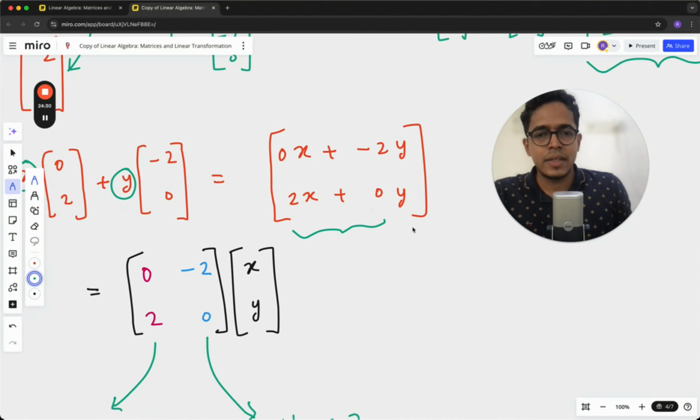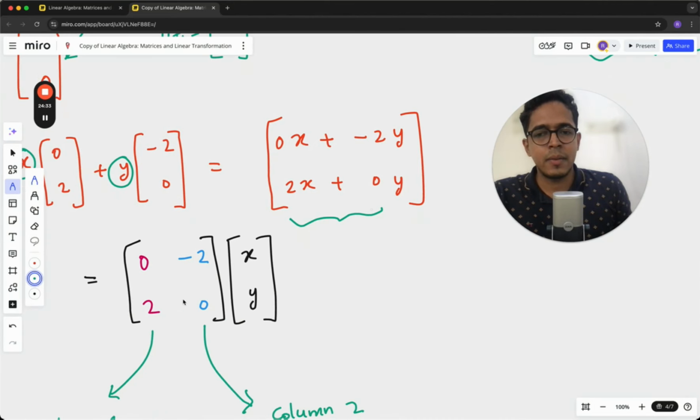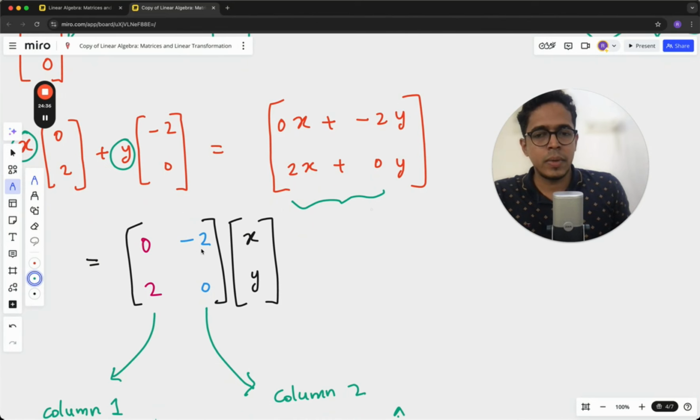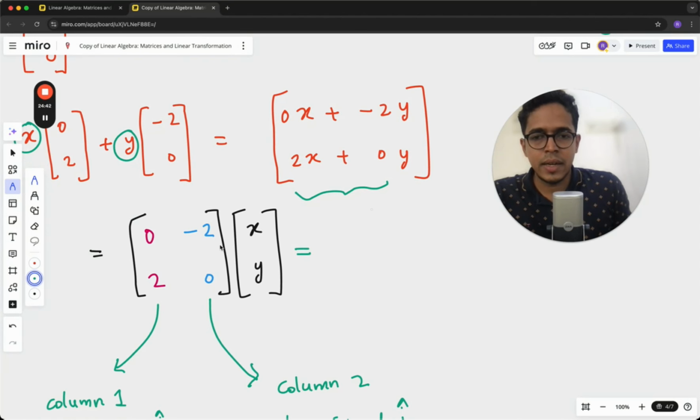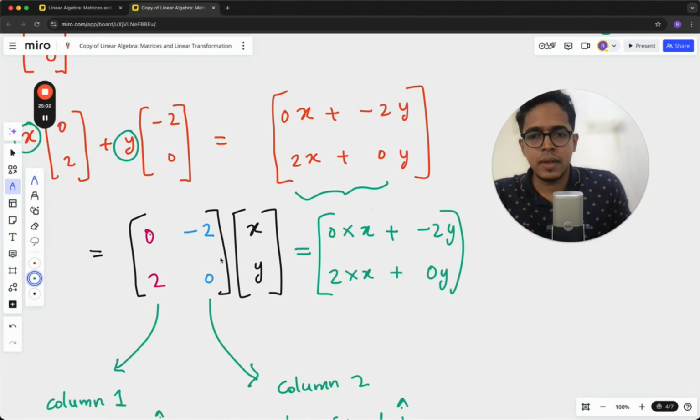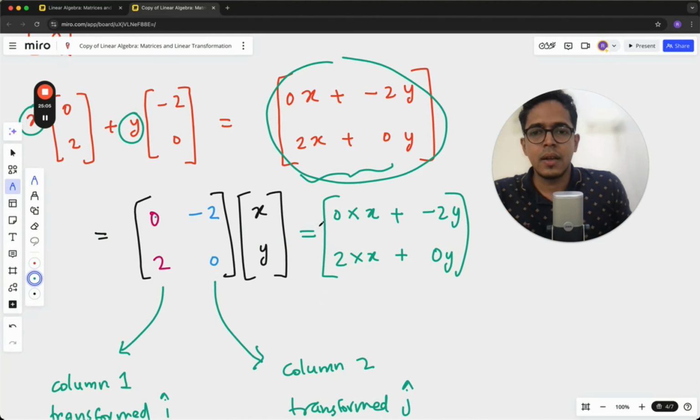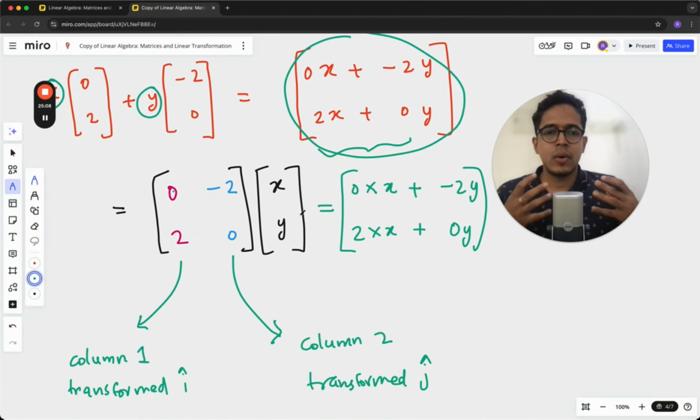So here, the same sum that we have written here can be written as first a 2 by 2 matrix, 0, minus 2, 2, 0, and then that multiplied by x and y. If you expand this, you can clearly see that the first row is 0 multiplied by x plus minus 2 multiplied by y. Second row is 2 multiplied by x plus 0 multiplied by y. So this is same as this. Now I hope you understand that this is how linear combination is directly related to matrix multiplication.